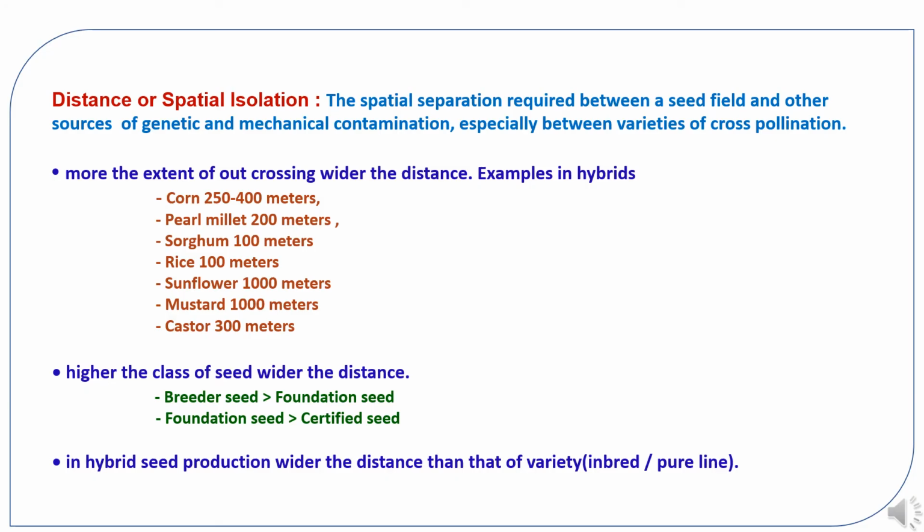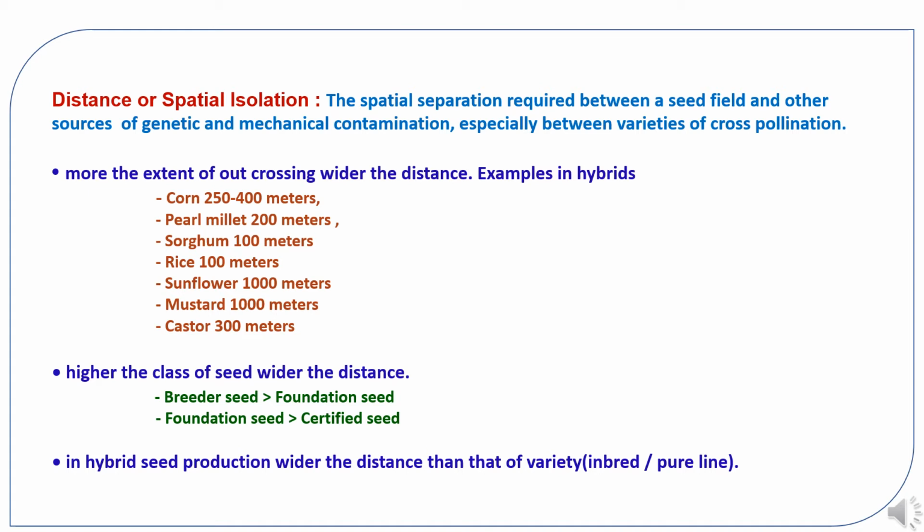Now we will study in detail distance or spatial isolation. The spatial separation or spatial isolation is required between a seed field and other sources of genetic and mechanical contamination, especially between varieties of cross pollination. In case of spatial isolation, where the extent of outcrossing is higher, we have to increase the distance. Here we will go through different crop hybrids and their isolation distances.